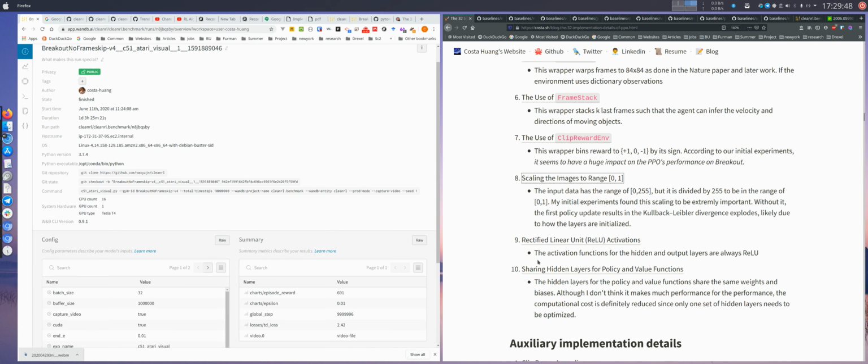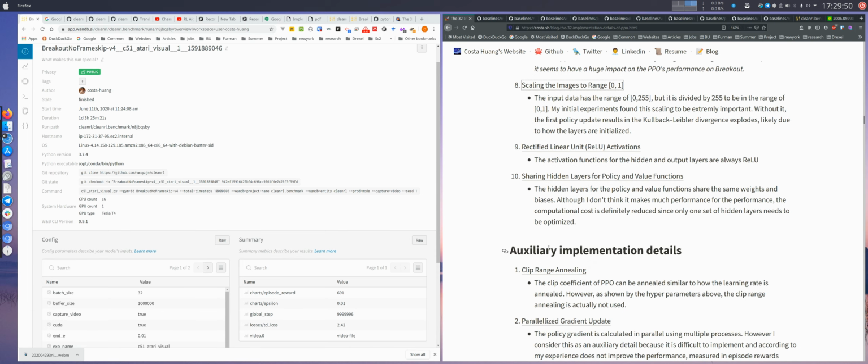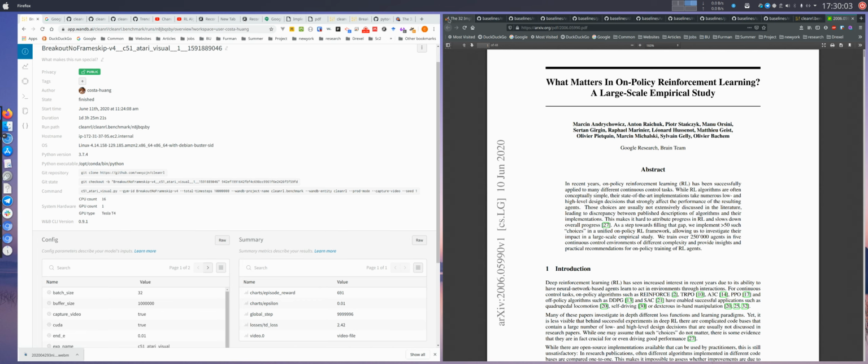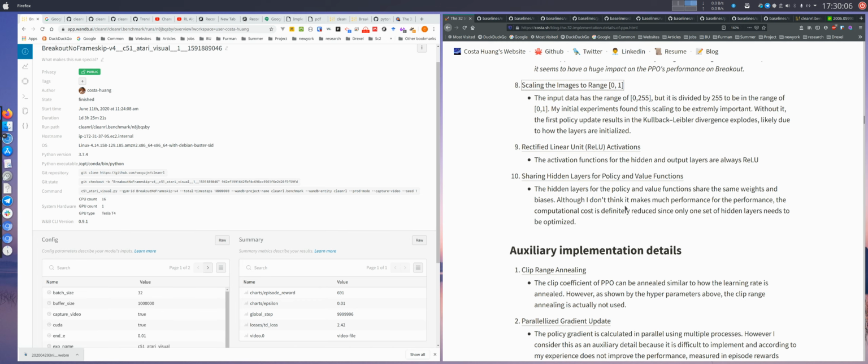And then there's also the use of ReLU activations. They also share the hidden layers for the policy and the value functions. I don't think it actually makes a difference. In the paper reported over here, at least for MuJoCo, they find sharing the layers between the policy and value function is slightly undesirable. Sorry, the paper's conclusion was that you should initialize the policy and value function separately.